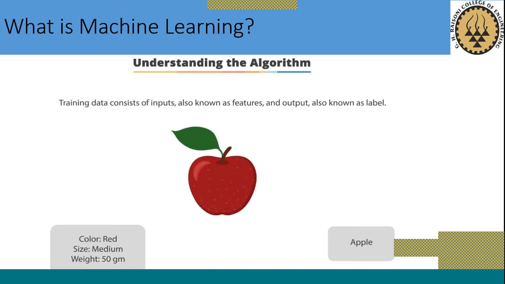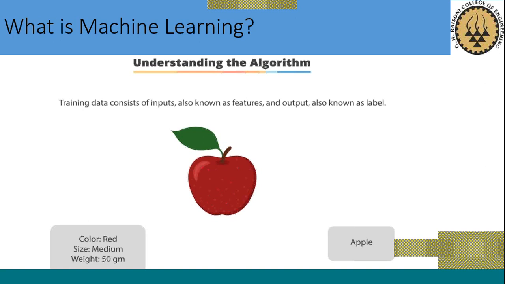So what do we mean by features in a machine learning algorithm? The features are nothing but the input parameters you are giving to the machine learning algorithm. And whatever output is given by the machine learning algorithm is called a label. So input is the feature and the output is the label. Let us consider this example.